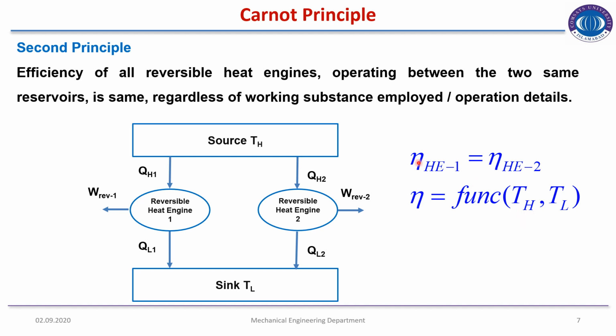So TH is the temperature of the high temperature thermal energy reservoir, or you can say that TH is the temperature of the source. Whereas TL is the temperature of the low temperature thermal energy reservoir, or you can say that the sink temperature is TL. So for a Carnot heat engine, efficiency is a function of TH and TL.